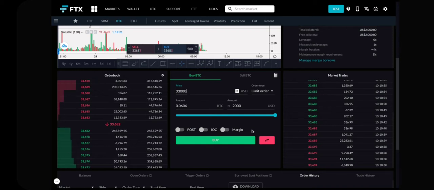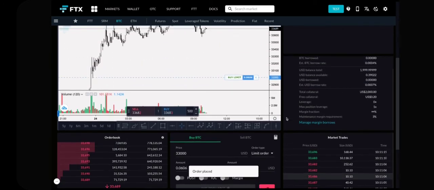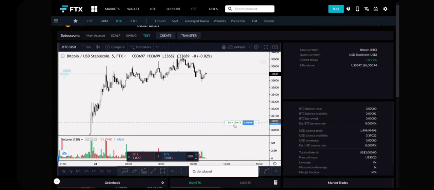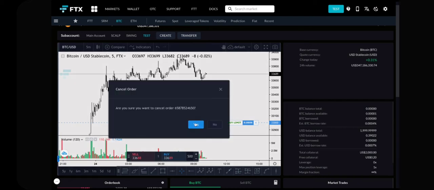So you press buy, you put in your amount, and you click buy limit order, okay? And that will put that order in on the books. So if price comes down and hits that level, it's going to fill your order, and then you'll have that number of Bitcoin purchased at that price. Okay, I'll just cancel that.